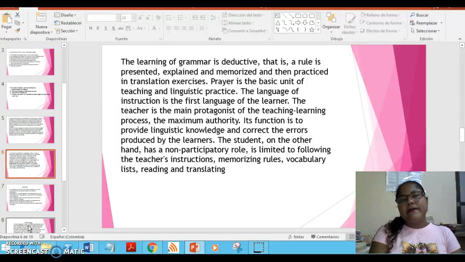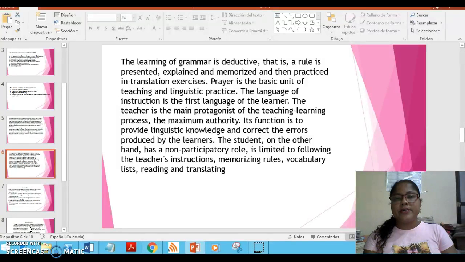The learning of grammar is deductive, that is, a rule is presented, explained and memorized, and then practiced in translation exercises. The sentence is the basic unit of teaching and linguistic practice. The language of instruction is the first language of the learner.